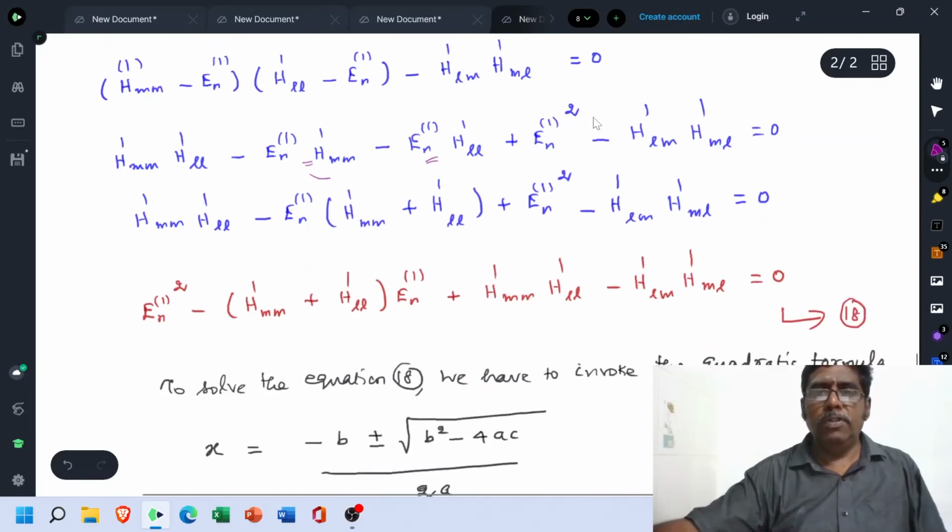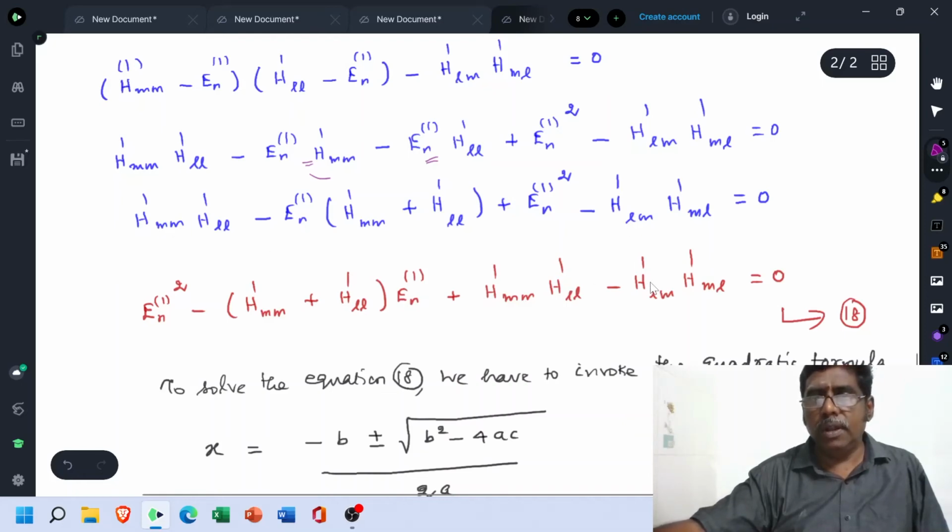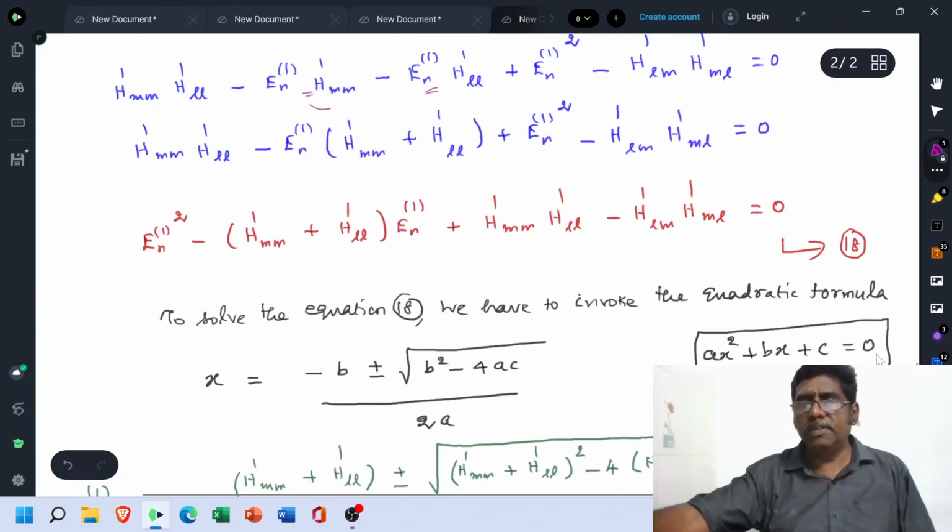Now write down this square term, but before that some arrangements are made. h1mm h1LL, take this minus En1 term outside. You have to combine these two, h1mm plus h1LL, plus En1 squared, minus h1LM h1ML equal to 0. Then write down this square term En1 squared. Then the next En1 term, minus h1mm plus h1LL, the entire thing multiplied by En1, plus, combining these two constant terms, h1mm h1LL minus h1LM h1ML is equal to 0. This is in the form of aX squared plus bX plus c equal to 0, a quadratic equation.